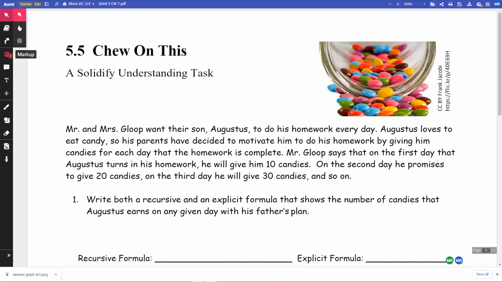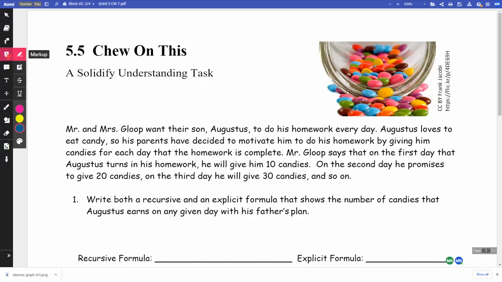I'm going to come up here to where it says markup. That's your highlighter. And just so everyone understands, this top one is a text highlighter, so that's if I'm going to highlight text on a worksheet. This one here is a box highlighter. Sometimes I'll use the box highlighter if it's something I'm handwriting on, or if I want to highlight an image like this. But if I'm highlighting just words in the text, I can just use this.